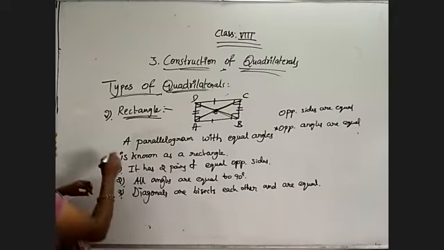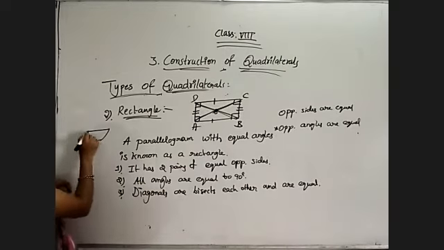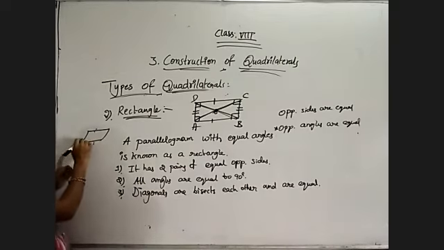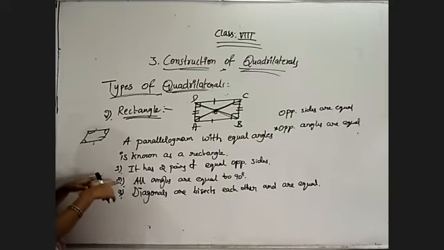Remember this. See, a parallelogram is nothing but what? Opposite sides are equal and opposite angles are equal. For this rectangle, these two conditions are possible. That's why it is a parallelogram.